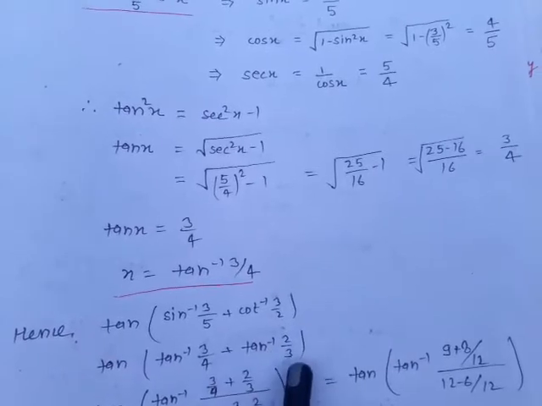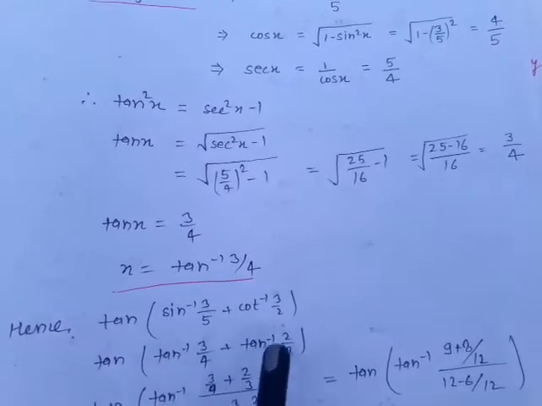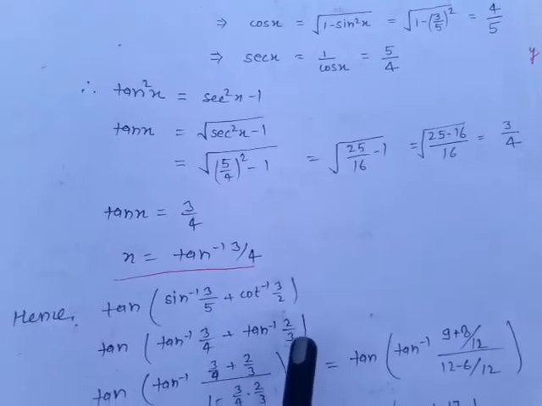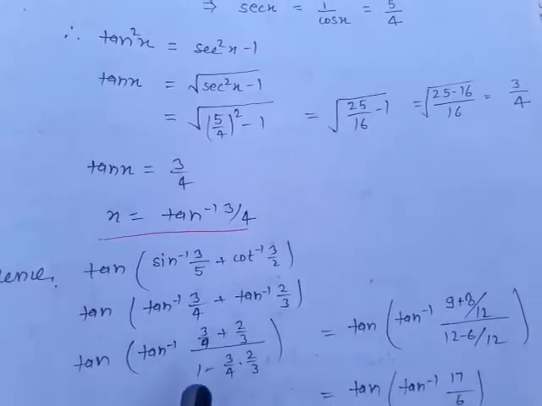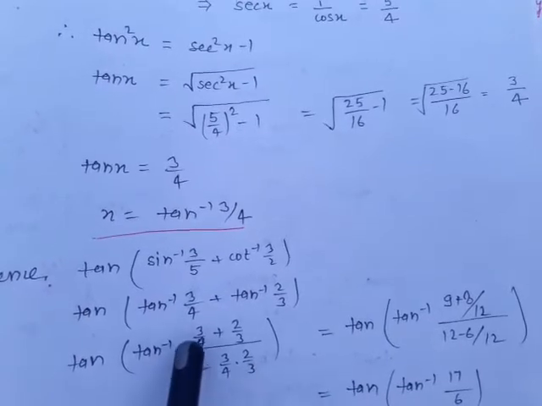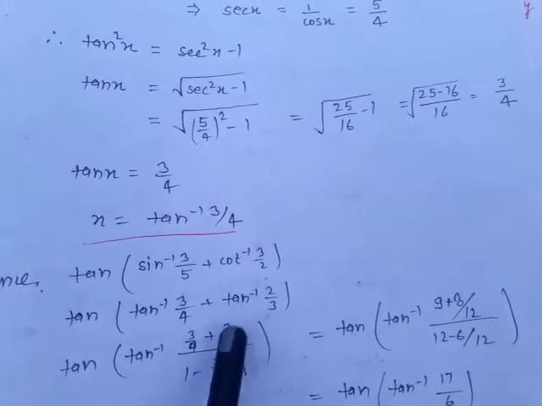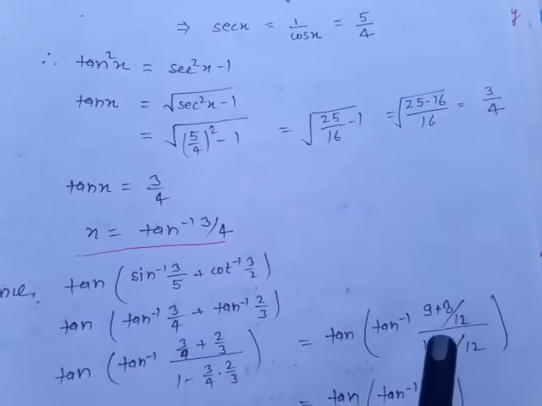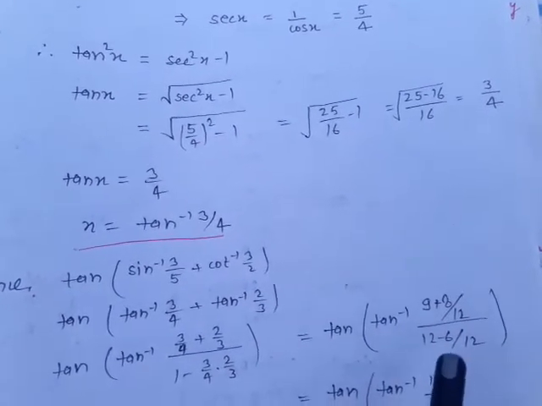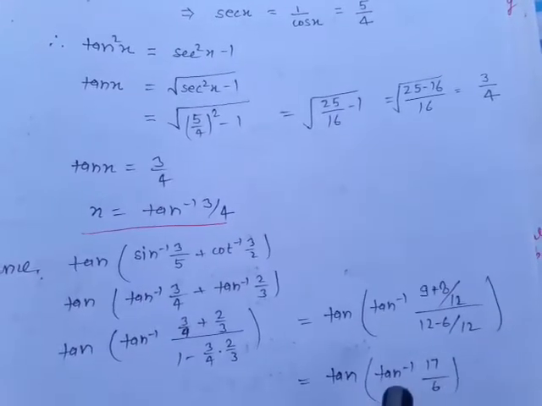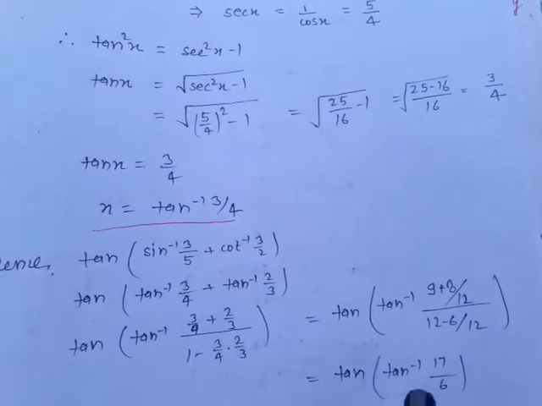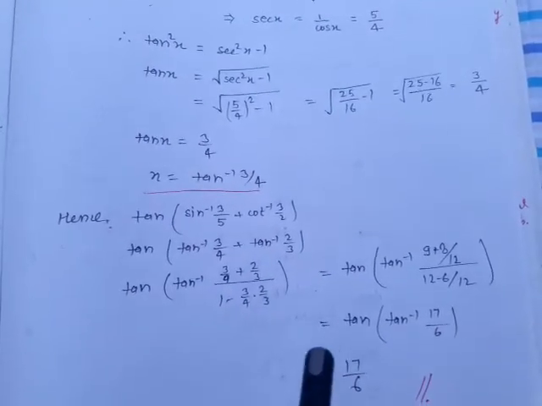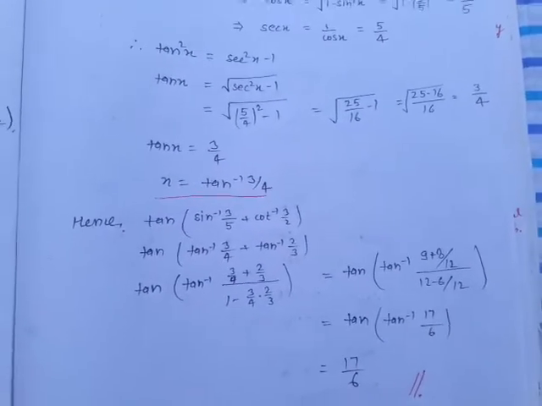So we have tan inverse 3/4 plus tan inverse 2/3, and this is in the form of the properties of inverse trigonometric functions, that is, tan inverse x plus tan inverse y gives tan inverse of (x plus y) upon (1 minus x into y). Now in place of x put 3/4, in place of y put 2/3. Solving this we get tan inverse of ((9 plus 8)/12) whole by ((12 minus 6)/12), which gives tan inverse 17/6, and this gives 17/6. So the value of the given function is 17/6.